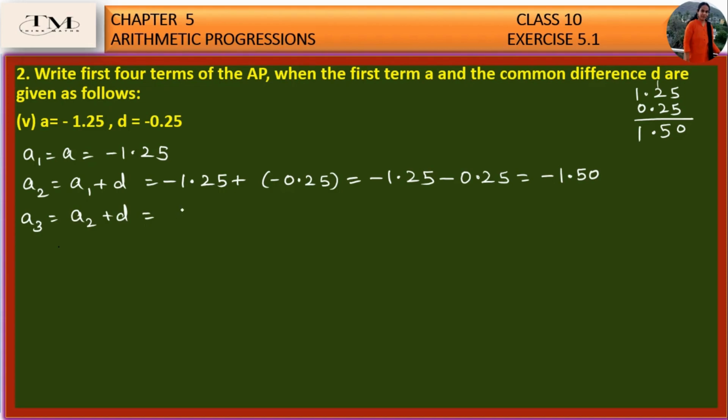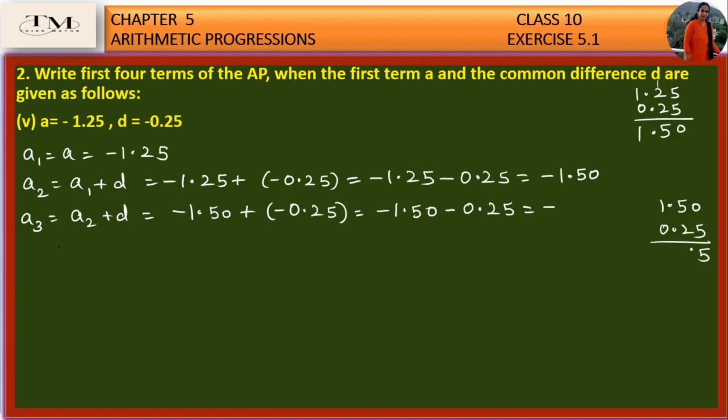So A2 is negative 1.50 plus negative 0.25. So negative 1.50 plus into minus, minus 0.25. Both are negative. Put the negative sign and add. If you add, it is 1.50 and 0.25. 0 plus 5, 5. 5 plus 2, 7. Put a negative sign. 1 plus 0, 1. So it is 1.75.